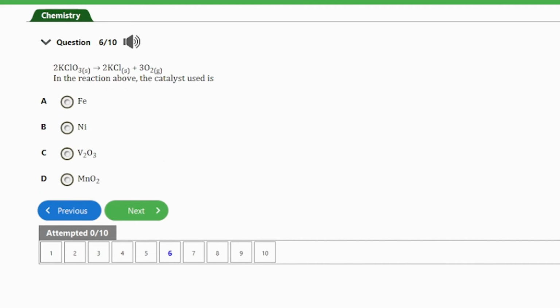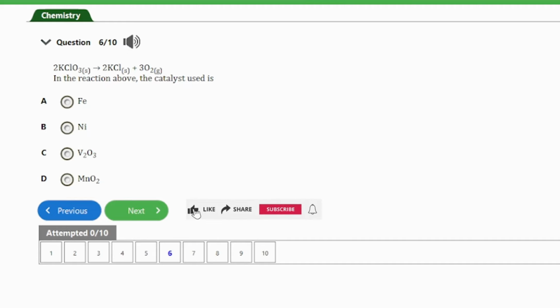Question number 6. It says, so we have an equation of a reaction here, and from the equation of the reaction, we have a question to answer here. It says, in the reaction above, the catalyst used is A. Iron, B. Nickel, C. Vanadium trioxide, and D.